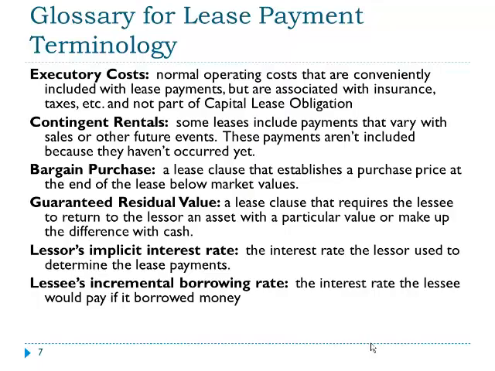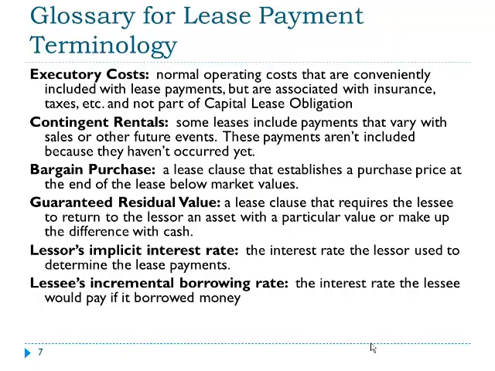A bargain purchase is a term that we've already talked about, a lease clause that establishes a purchase price at the end of the lease below market values. An alternative to a bargain purchase is a guaranteed residual value. Sometimes at the end of the lease, the asset is returned back to the lessor, and the lessor requires the asset to be returned with a particular value, or the lessee has to make up the difference with cash. That guaranteed residual value adds to the obligation of the lessee.